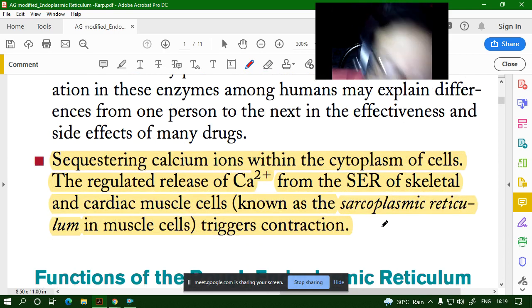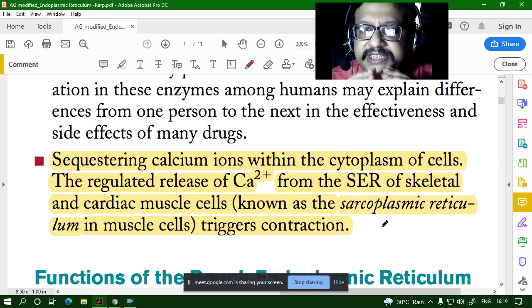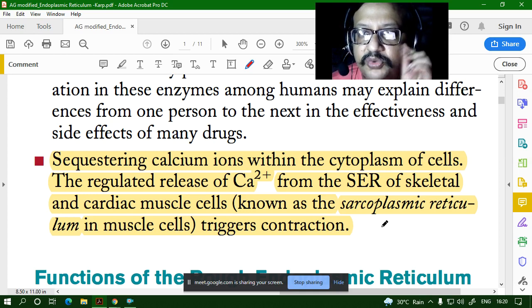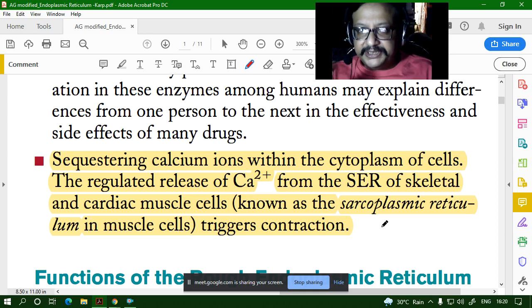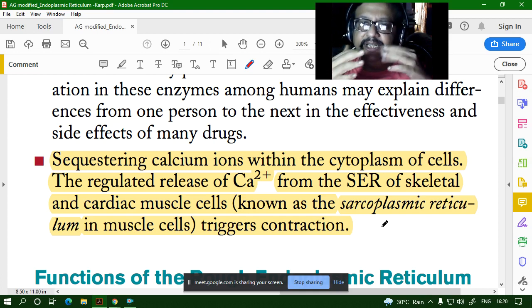And the third function, especially in muscles, muscle contraction, which you will read in physiology, is sequestering calcium ions. So it is important in gathering calcium ions. And this calcium plays a very important role. Regulated release of calcium from the smooth endoplasmic reticulum of skeletal and cardiac muscle cells results in muscle contraction. This calcium binds to a protein, troponin, which you will study a lot. And this calcium troponin complex helps in the contraction of muscle.